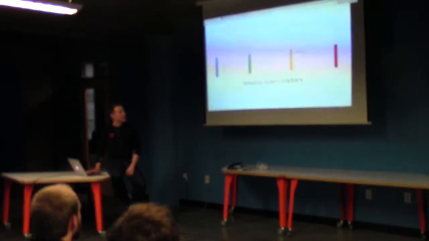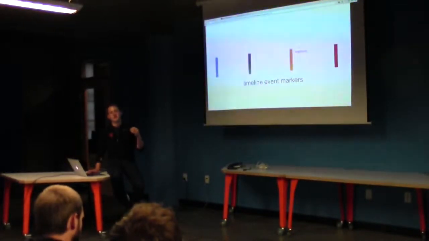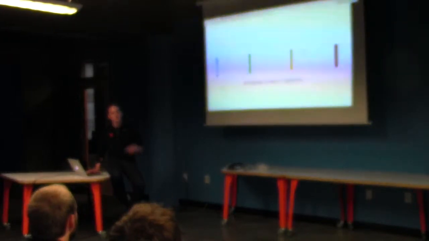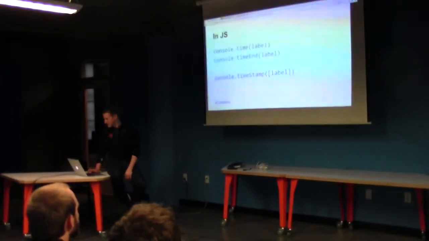Yellow is a timestamp, and this one's just all for you to do whatever you want with. You can trigger these in code, you can make them pop up whenever you want, you can label them, so it's kind of your own debugging tool to use in timelines. It's an event marker just for you.